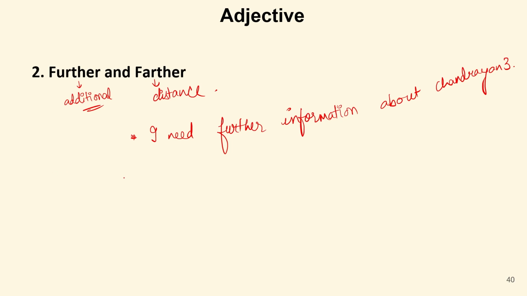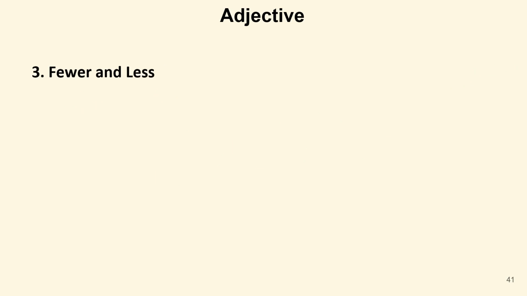But if I say farther, her house is farther from mine. So the word farther shows the distance. It means my house is farther than hers, or her house is farther than mine. It shows the distance between the two things, that is farther. So there is a difference between further and farther.